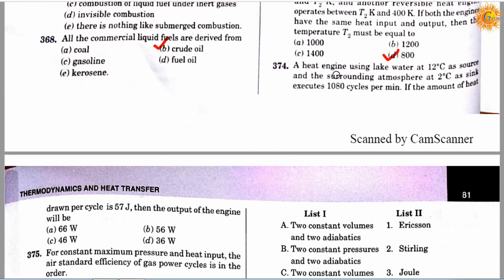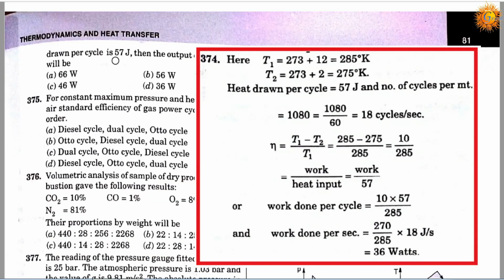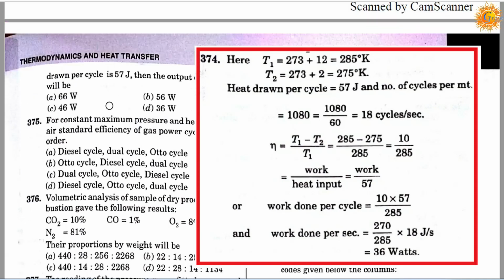Question number 374. A heat engine using lake water at 12 degrees centigrade as a source and the surrounding atmosphere at 2 degrees centigrade as a sink executes 1080 cycles per minute. If the amount of heat drawn per cycle is 57 joules, then the output of the engine will be. You can check the solution of this question also.